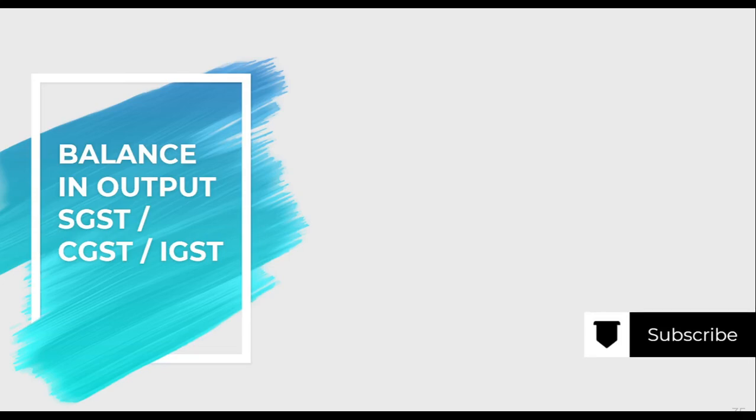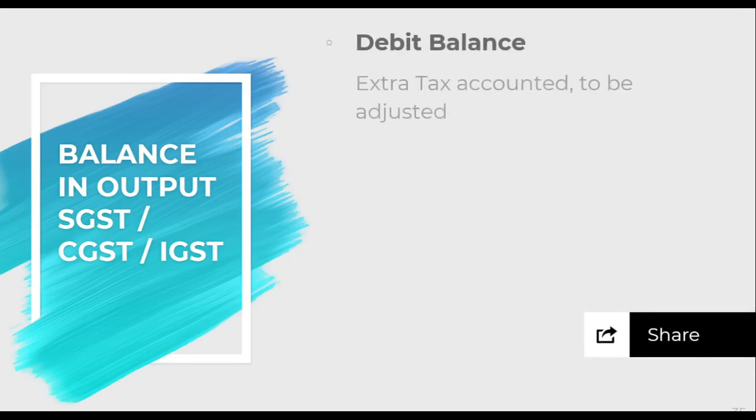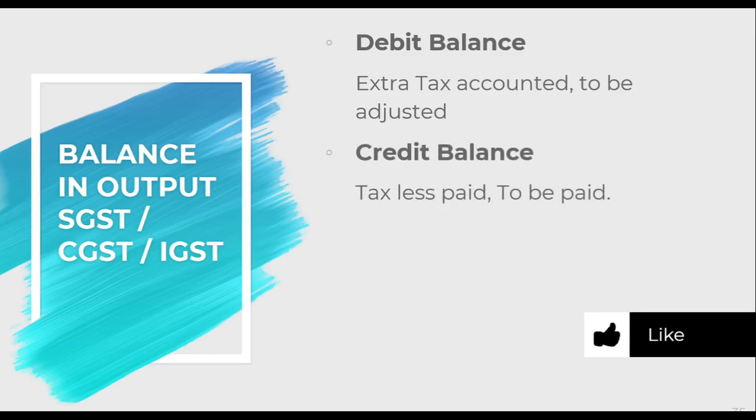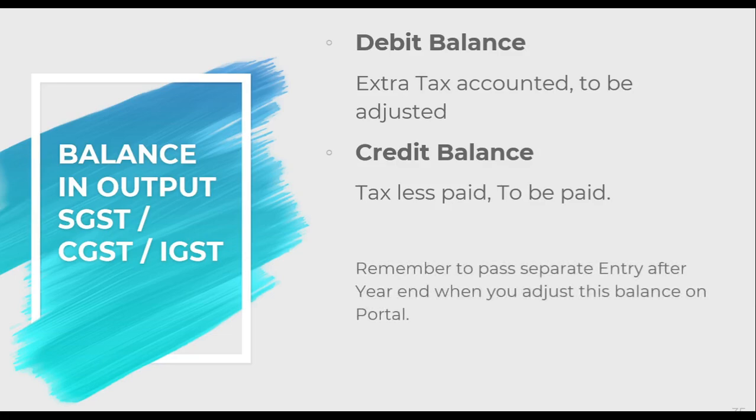Next one is balance in output SGST, CGST or IGST account. As mentioned earlier, you may also have some balances in this account. If you are having a debit balance, you have paid or adjusted some extra tax in your 3B. Just check that. If you are having some credit balance, it means you have paid less tax. You need to pay it and adjust it as early as possible. Again, remember to pass this entry separately. Don't pass it with your monthly entries.